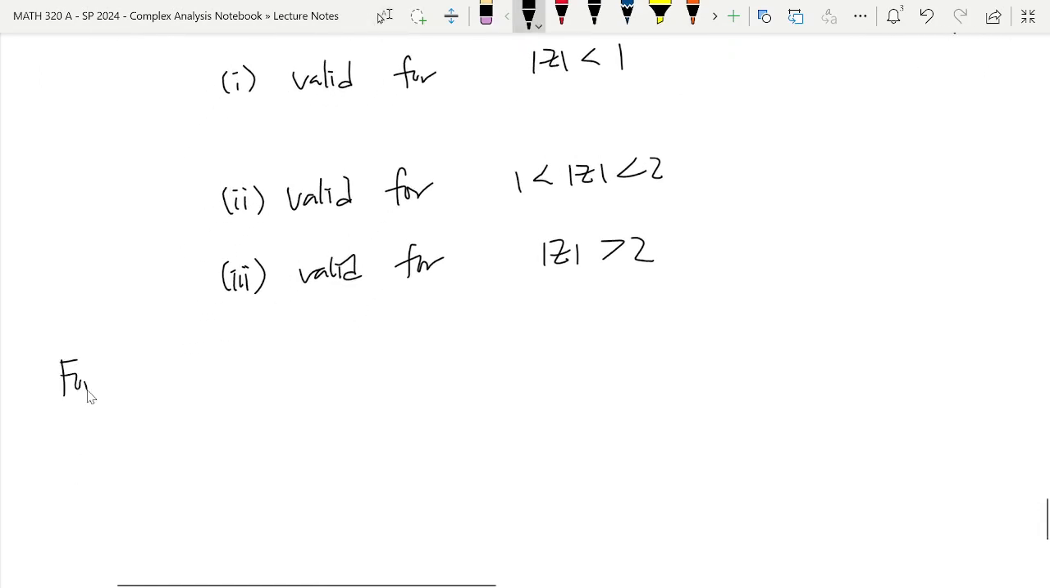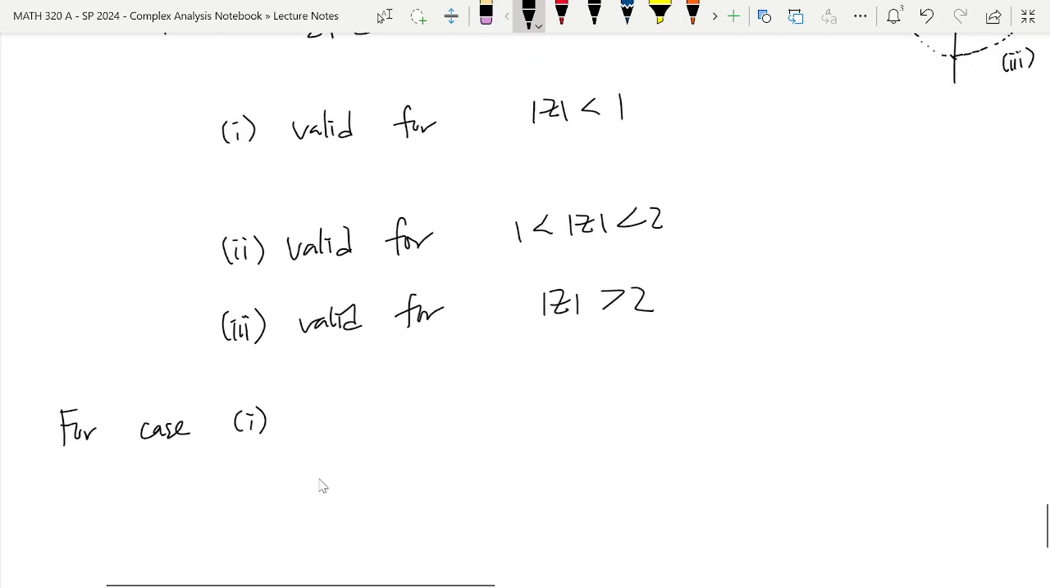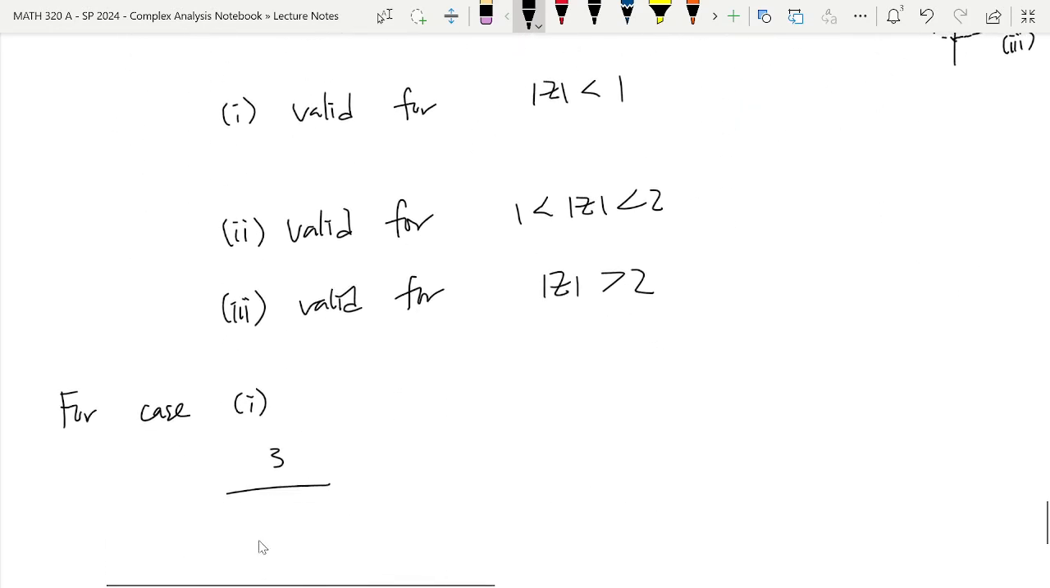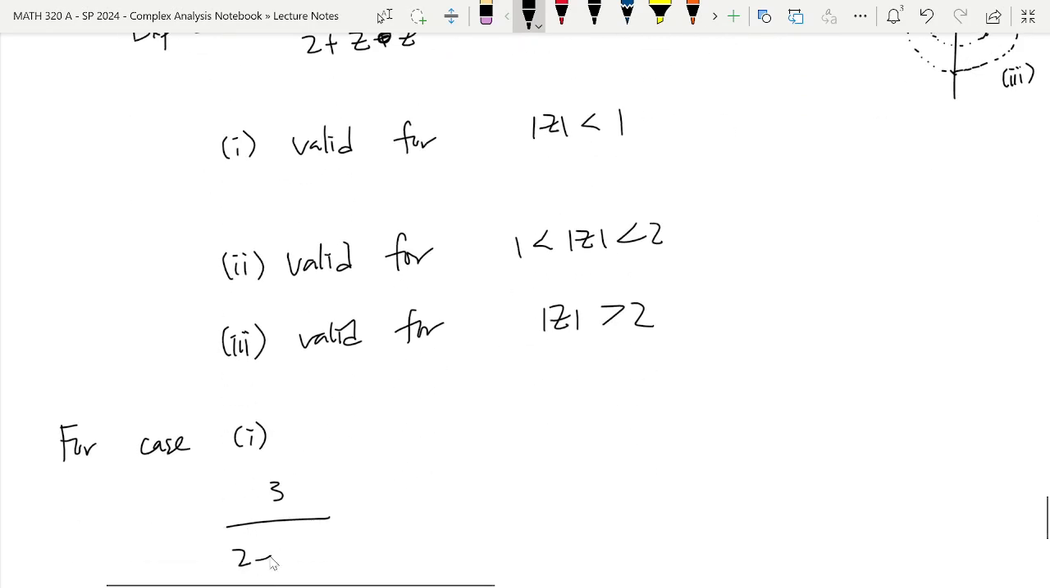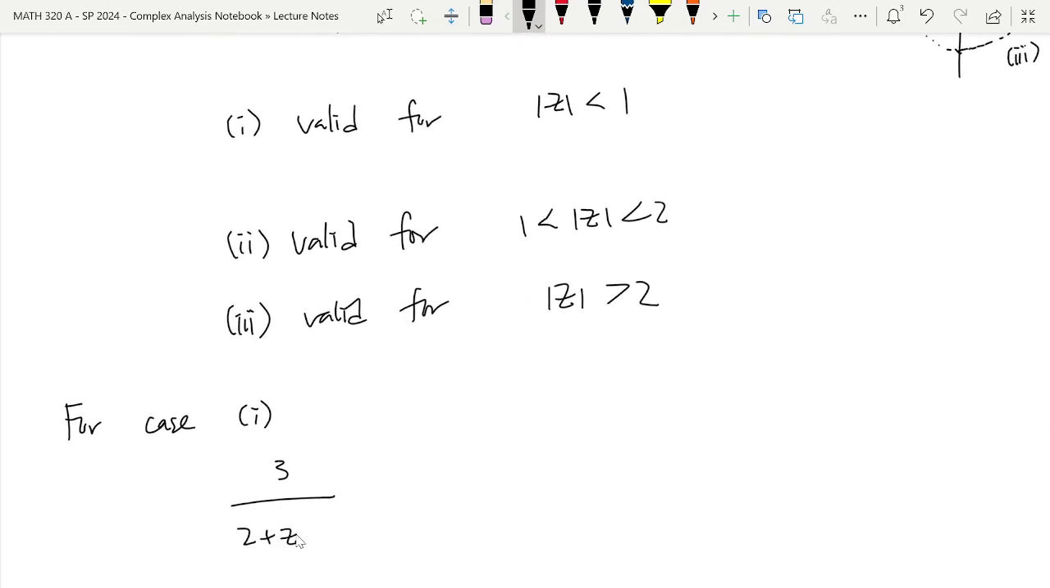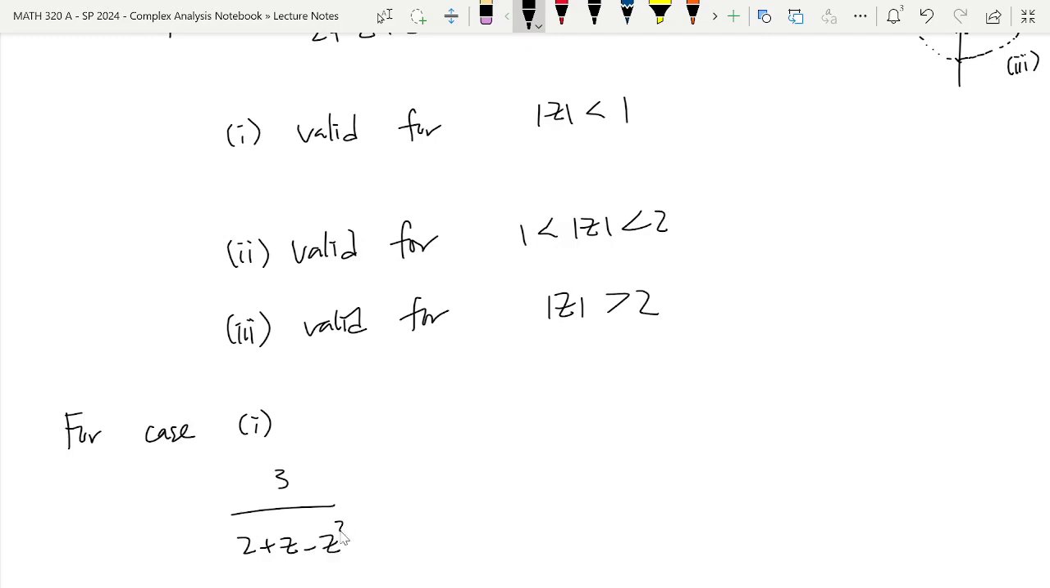So for case 1, you are choosing manipulation using the technique that we have seen above, but maintaining z to be less than 1. This is the easiest case. So if this is 3 over 2 plus z minus z squared.